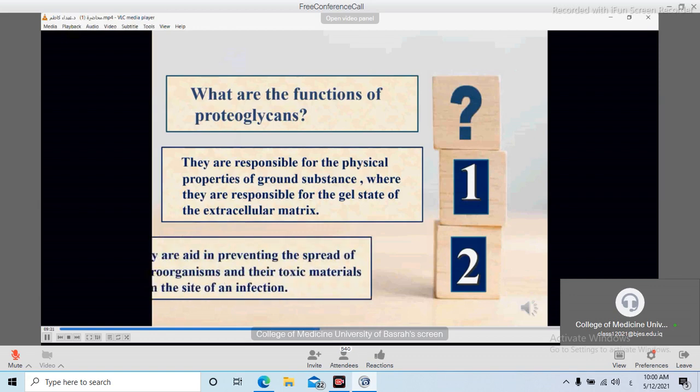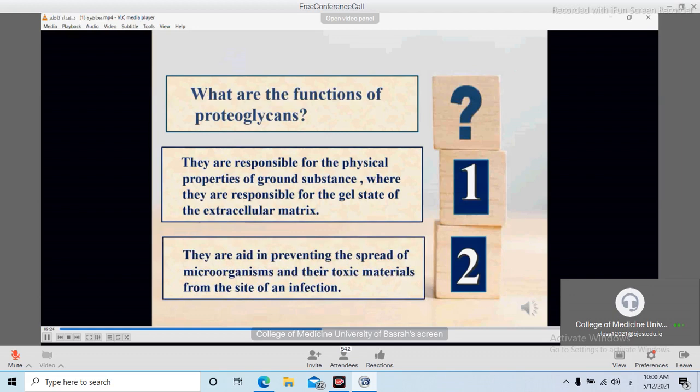Also, they aid in preventing the spread of microorganisms and their toxic material from the site of infection.